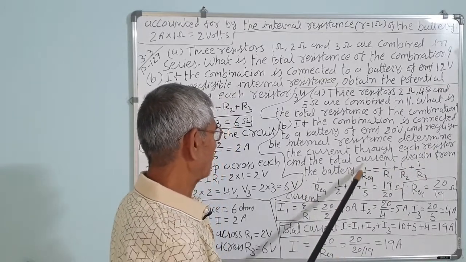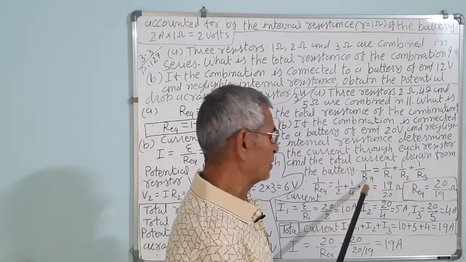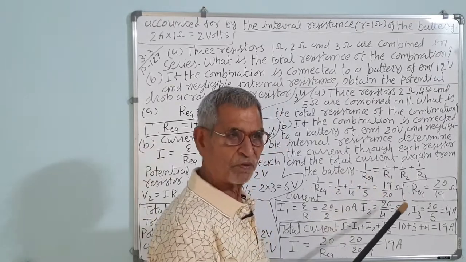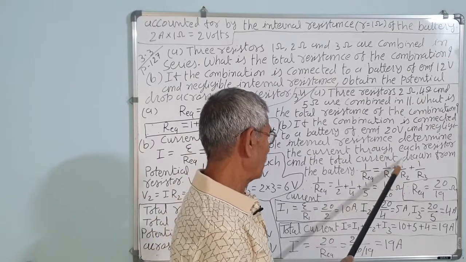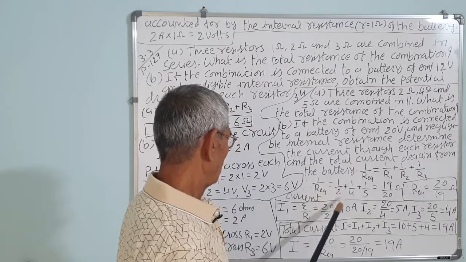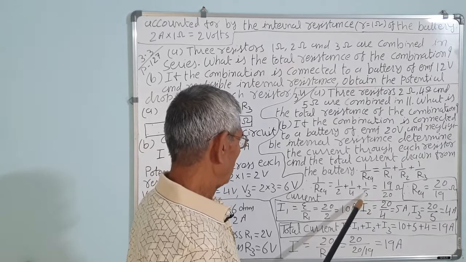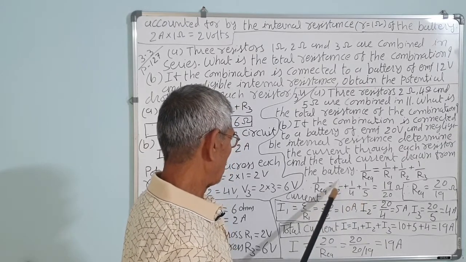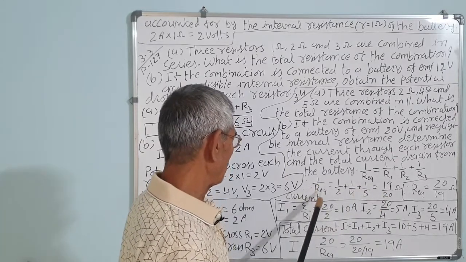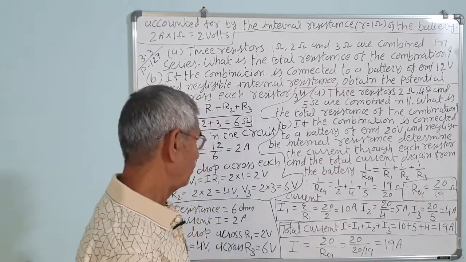So, the equivalent resistance of a number of resistors connected in parallel: the reciprocal of the equivalent resistance is equal to the sum of the reciprocals of the individual resistances. That is 1 upon R1 plus 1 upon R2 plus 1 upon R3. So, 1 upon R equivalent is equal to 1 by 2 plus 1 by 4 plus 1 by 5. LCM is 20. So, 10 plus 5 plus 4, that is 19, 19 by 20 is equal to 1 upon R equivalent. So, R equivalent is equal to 20 upon 19 ohms.